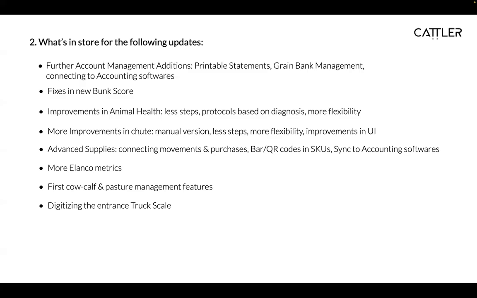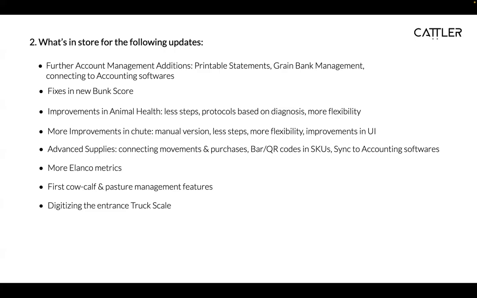Connecting to some of the accounting software that is there, probably QuickBooks the first one, on the sales side, and this is with regards to the account management. Of course, again, the fixes in new bank score. We think that new bank score has a lot of power, but we just needed to fine tune it a little bit more according to what we experienced this week. There's a big update on animal health coming down the road. That's not an added feature or anything like that, nor is it the bank score. That's part of the current package.